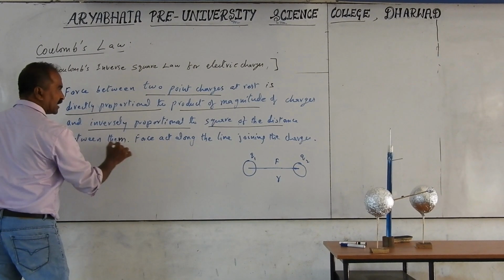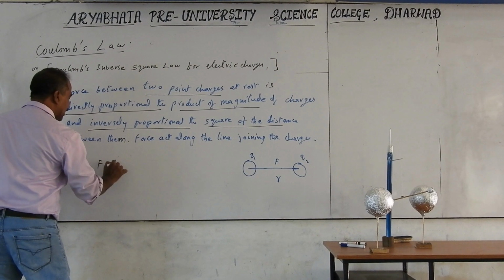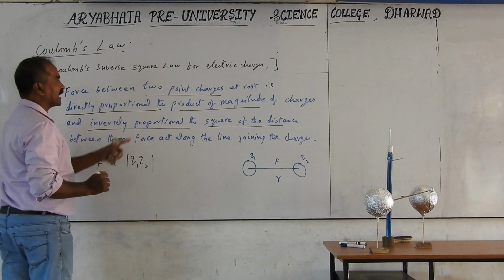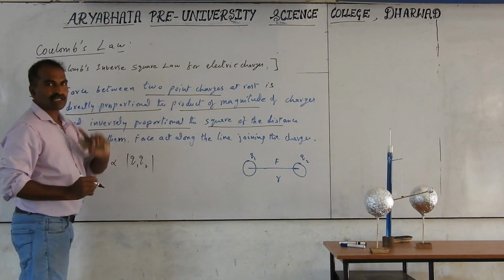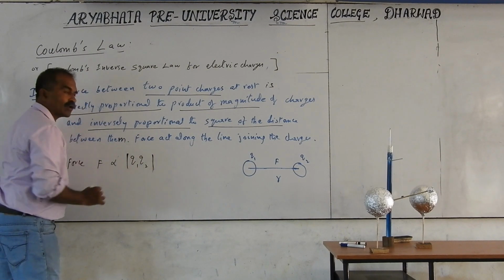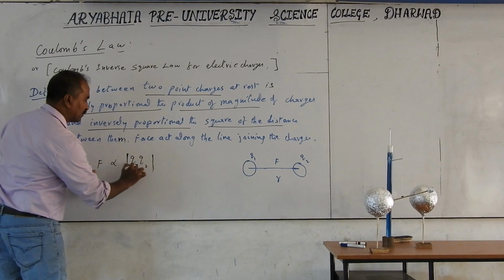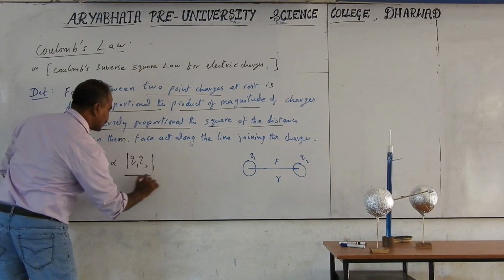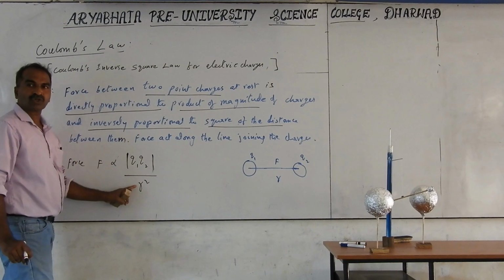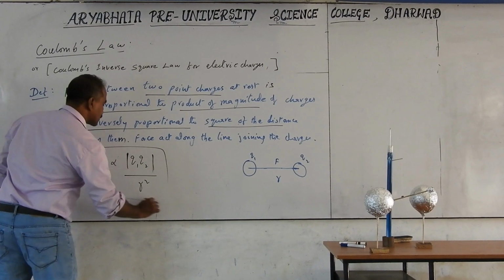Taking the equation form, we can write the force between the charges is directly proportional to the product of the magnitude of the charges. We can write it as the magnitude of the product of charges also; it does not matter. Magnitude is represented by these vertical lines. We call it modulus. And F is proportional to the product, meaning multiplication, of the magnitude of the charges and inversely proportional to the square of the distance between the charges. F is inversely proportional to R square, where R is the distance between the charges. This is Coulomb's inverse square law.